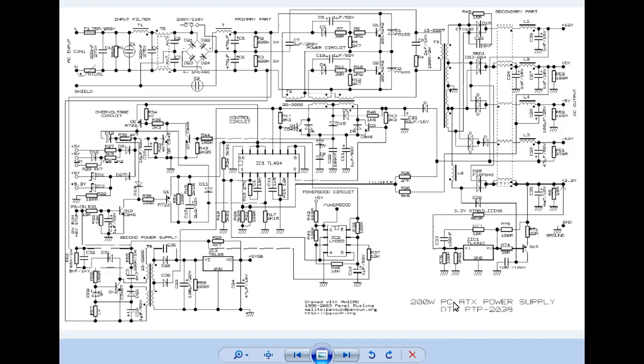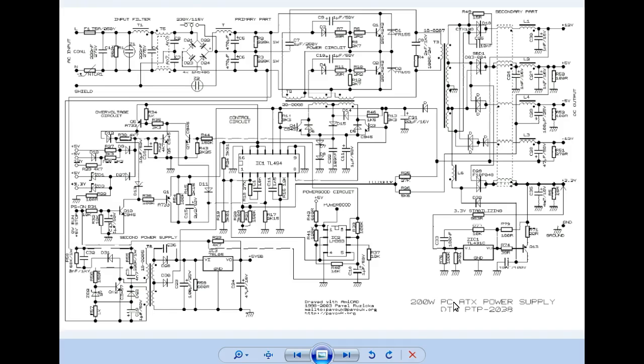This is a switching power supply too. It gives us a plus 12, a plus 5, a minus 5, a minus 12, and then a plus 3.3. Notice they only feed back the plus 12, because here's our feedback for regulation. This is the actual oscillator chip right there.